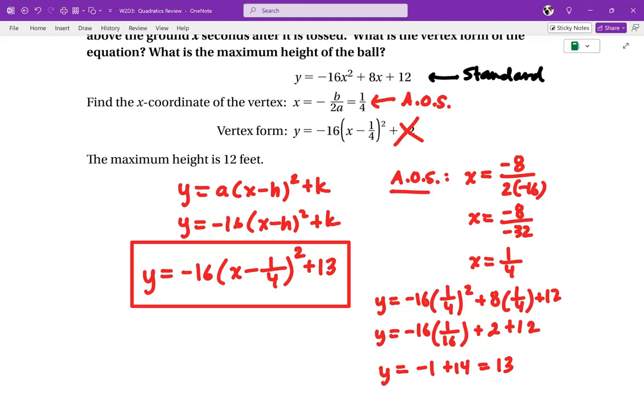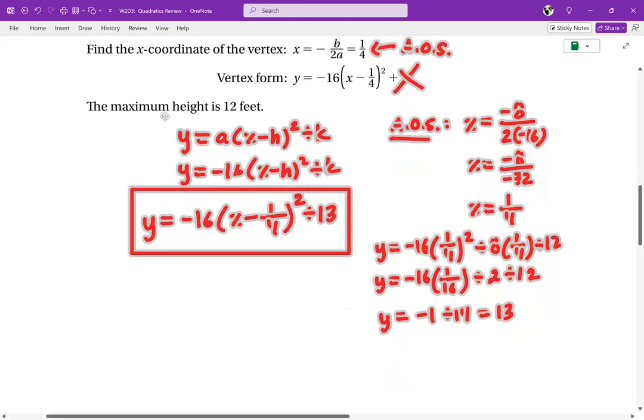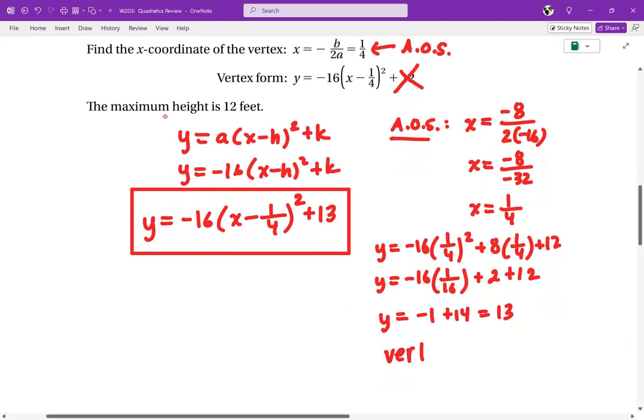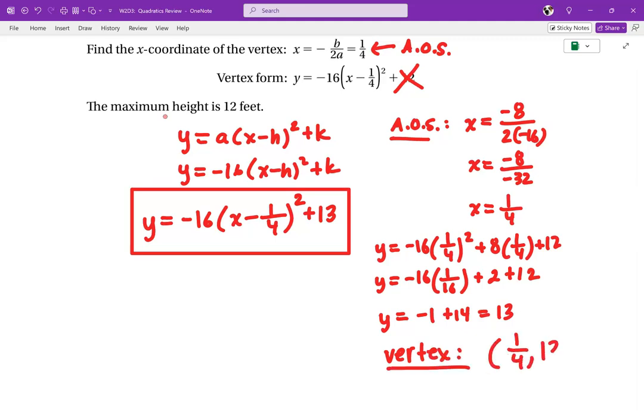Once I found my vertex, I knew it was 1/4, 13. Actually, I didn't even label it, but I'll put it right now for you guys. My vertex is 1/4, 13. This is my h, k. So I plugged 1/4, 13 into my formula. Okay? And that's how you do that.